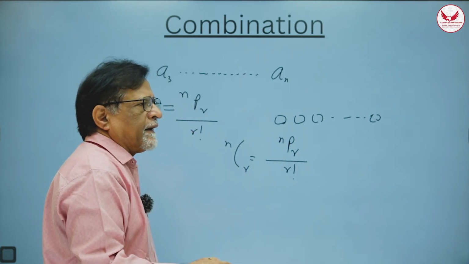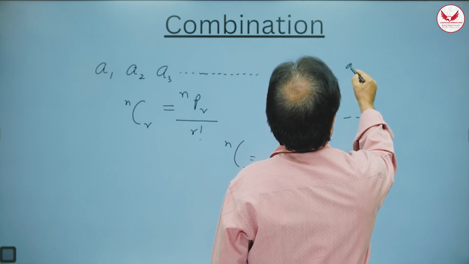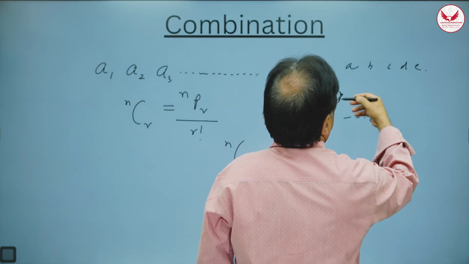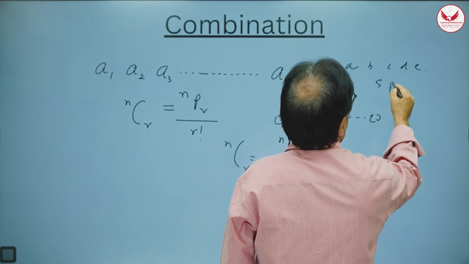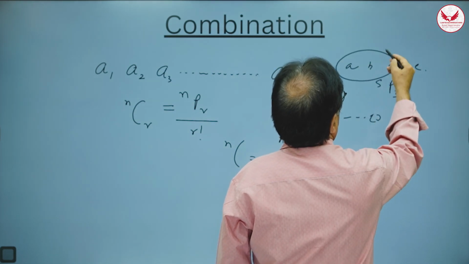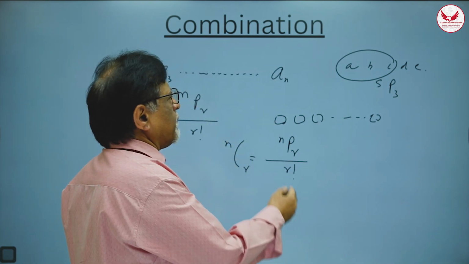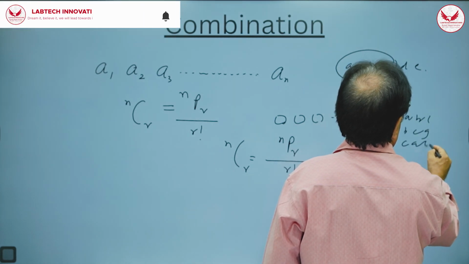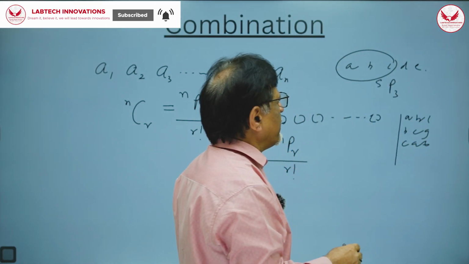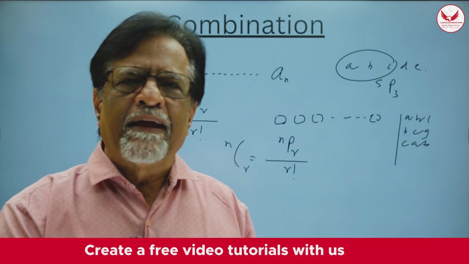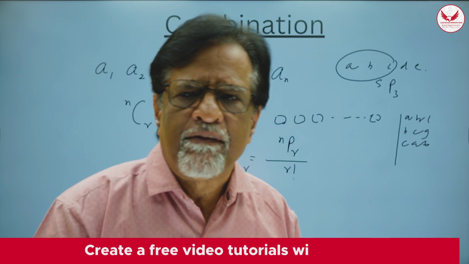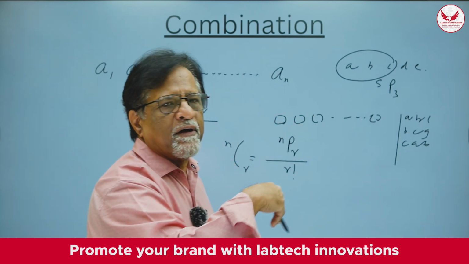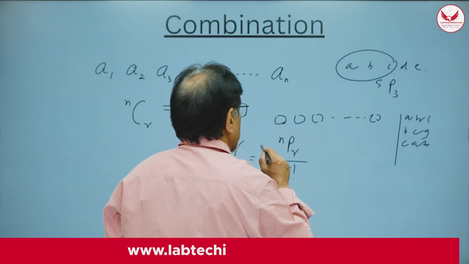So nPr divided by r factorial is equal to nCr. Correct? For example, suppose I have objects A, B, C, D, E. How many ways can I arrange them by taking 3 at a time? 5P3, right? Suppose I have taken A, B, C, and arranged them: ABC, then BCA, then CAB, there are 3 factorial arrangements. But all those 3 factorial arrangements are useless because they are not different combinations. ABC and BCA are the same combination. Therefore, these 3 factorial permutations are gone, so r factorial permutations are gone.